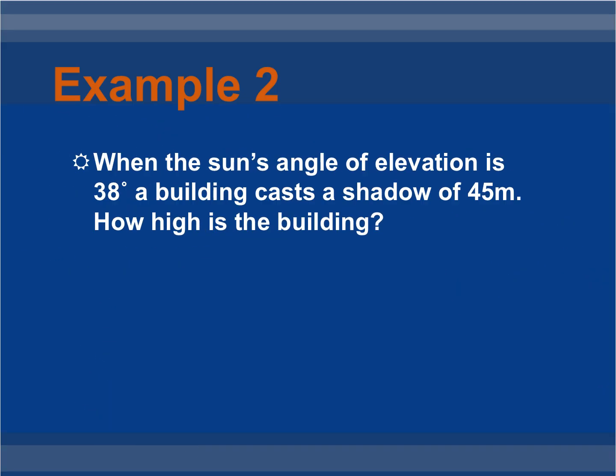All right, looking at this one again, it's another word problem. I need you guys to draw it as best as you can. It says, when the sun's angle of elevation is 38 degrees, a building casts a shadow of 45 meters. How high is the building? Go ahead and draw that one. I'm going to give you a minute, and then we'll go ahead and solve it.